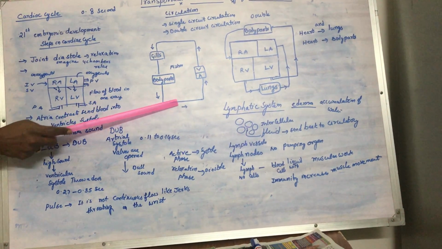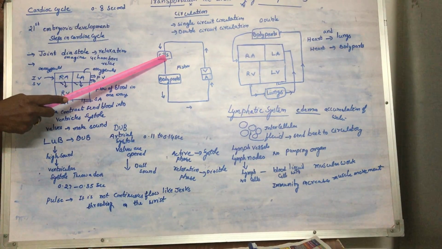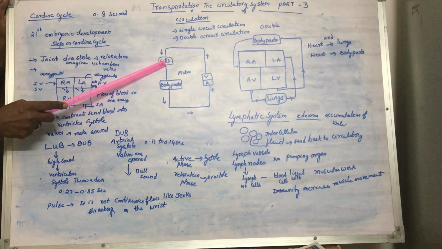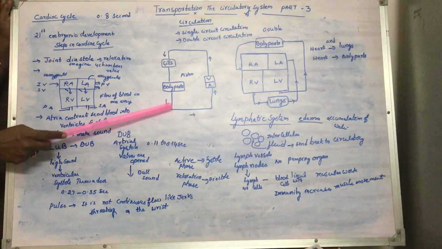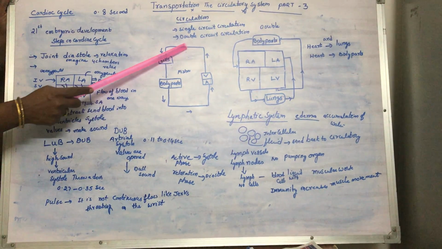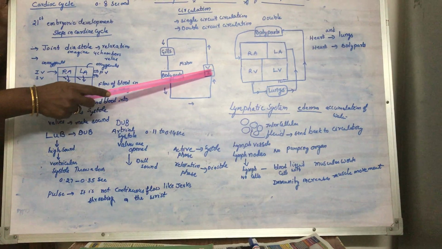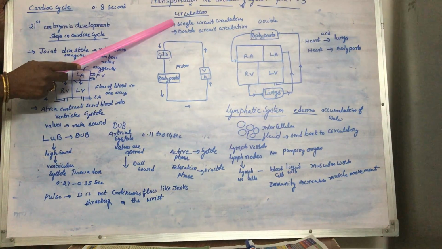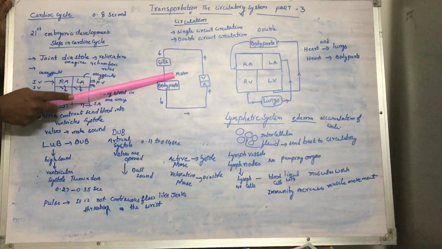Inside the gills, oxygenation of blood takes place, and this oxygenated blood is sent to the body parts. The deoxygenated blood from the body parts is sent to the heart. From the heart, it pumps the blood to the gills. That means the blood is circulating only one time through the heart. That's why it is called single circuit circulation. Single circuit circulation is seen in lower organisms.